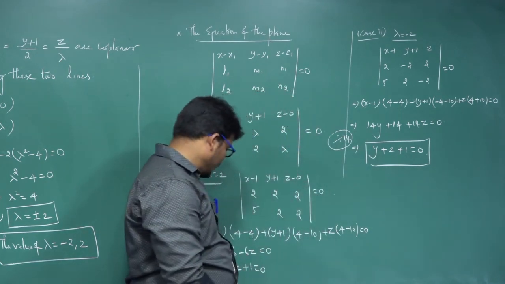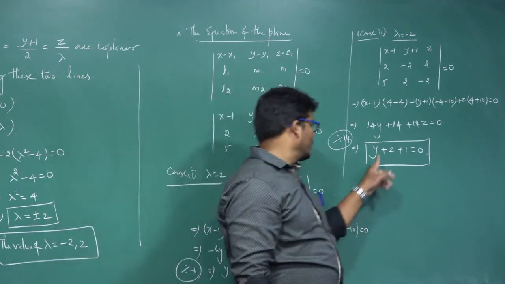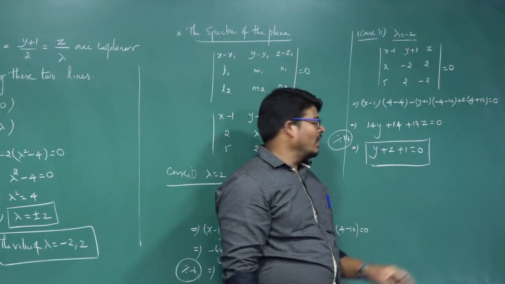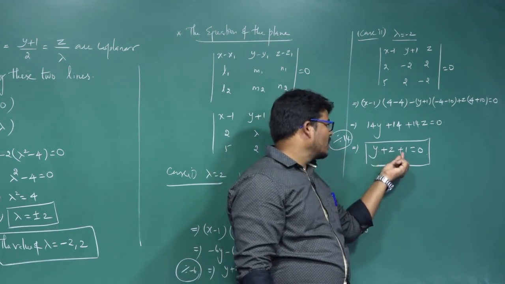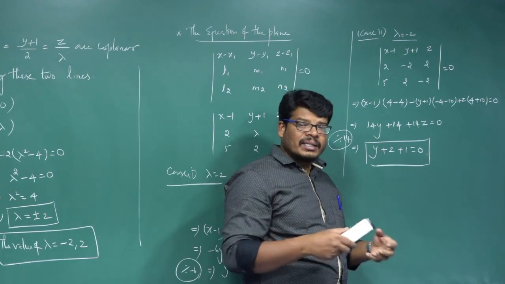The first equation is y plus z plus 1 equal to 0, and the second equation is also y plus z plus 1 equal to 0. Therefore y plus z plus 1 equal to 0 is the Cartesian equation of the plane containing these two lines.